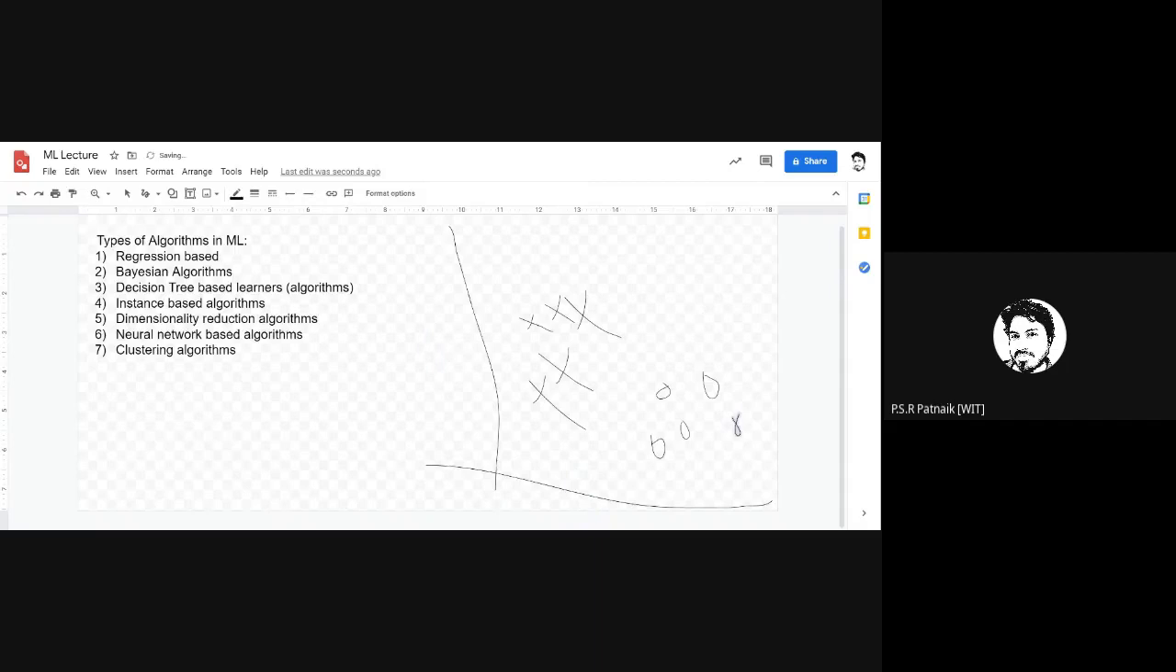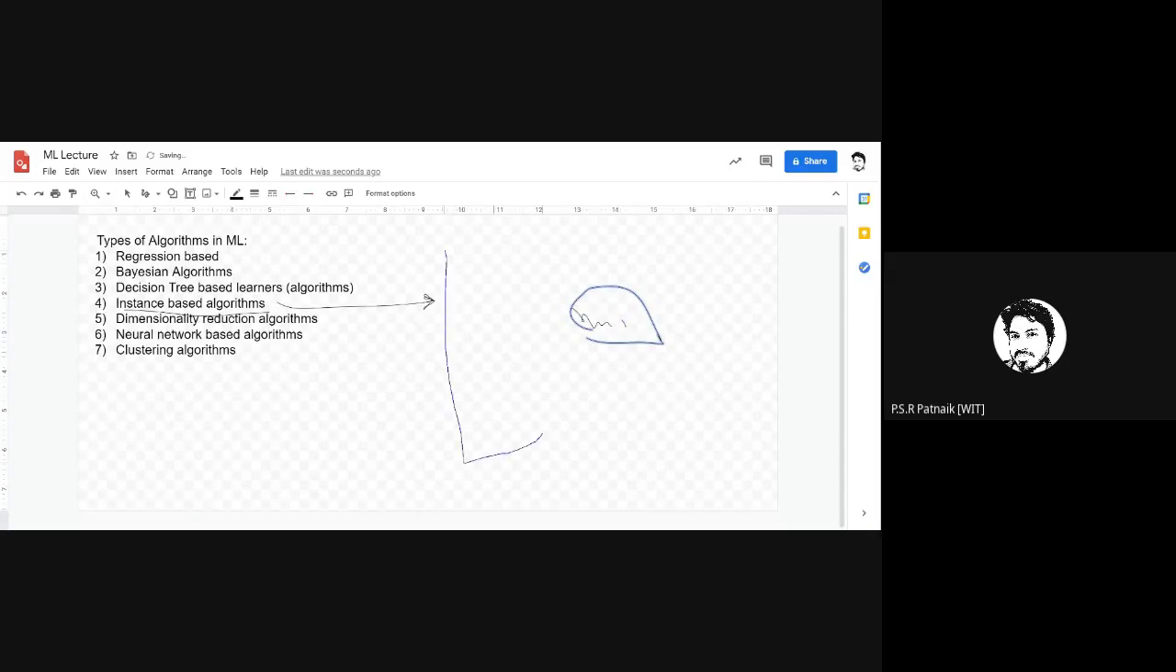Okay, so these are called decision tree based learners. The next type of algorithms are called instance based algorithms, and these instance based learners are also called lazy learners. Why do we call them lazy learners? Whenever we have a new instance, they compare this new instance with the existing training data. Then its similarity is compared, and based on that, they predict it.